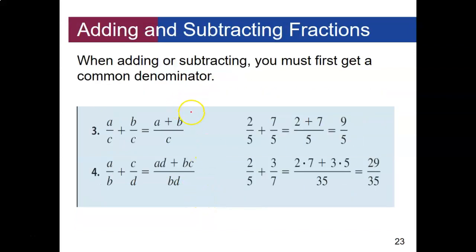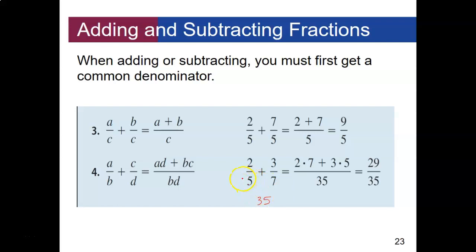Okay, adding and subtracting is a little bit more complicated. We do have to have a common denominator in order to be able to add or subtract fractions. So if we have a common denominator, we just need to combine the numerators together. If we don't have a common denominator, we need to get one. So like on this example, we want to look and see what both 5 and 7 go into. They both go into 35.